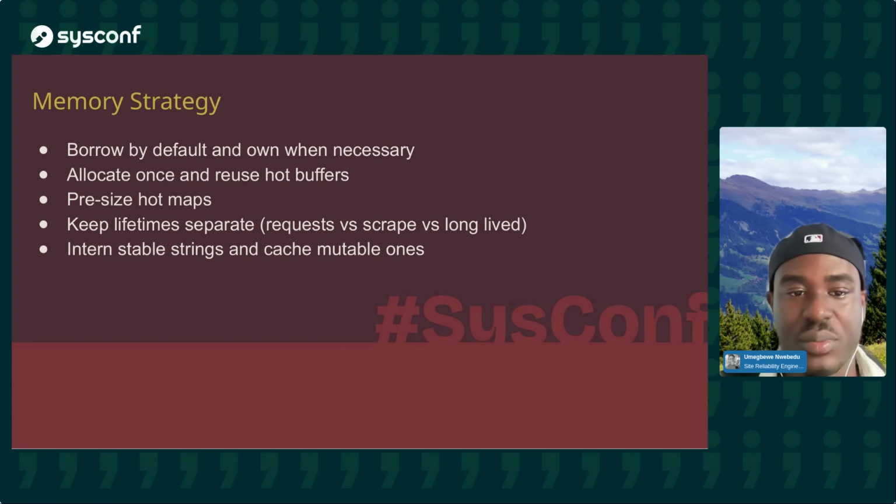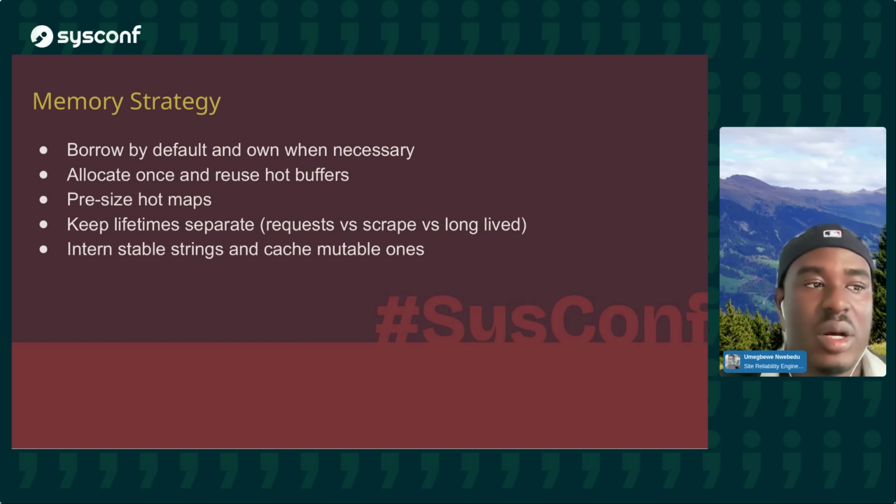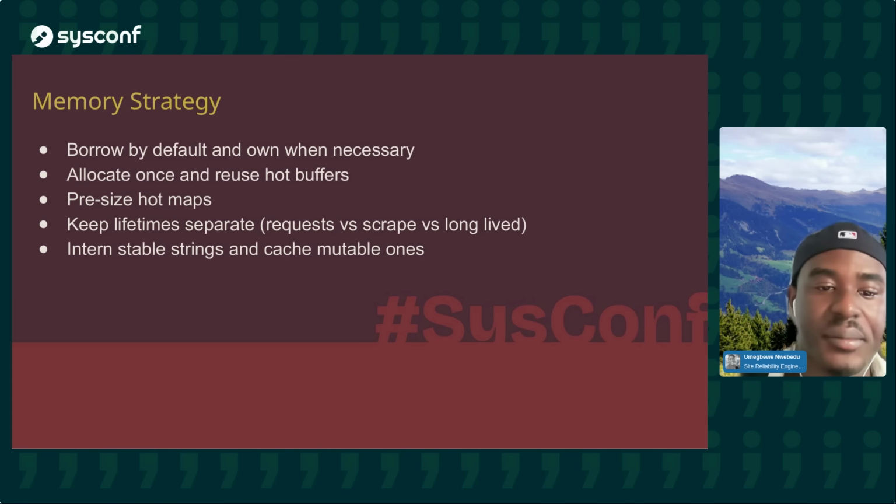Know what should be based on request, what is per scrape, and what is long-lived, right? So, also intern stable strings, and cache mutable ones. In the case of usernames, process names, the command lines, right? These things don't change a lot, so we could probably cache them, and intern ones that are always the same.